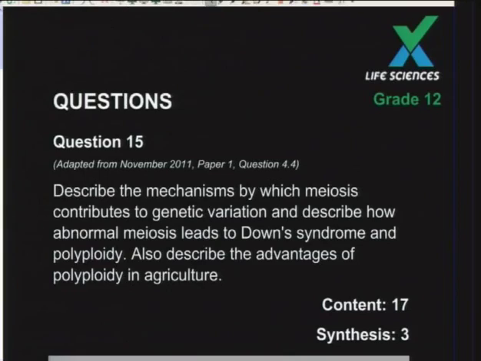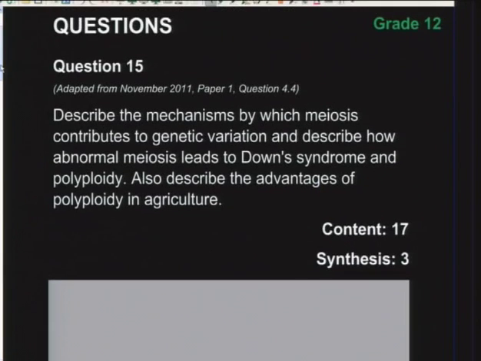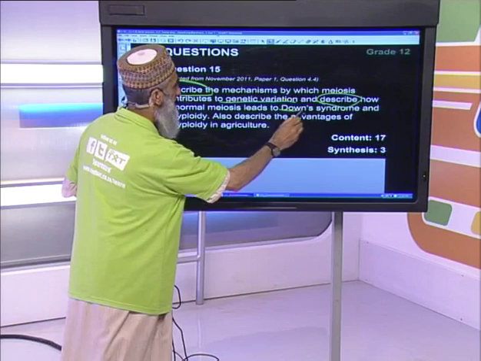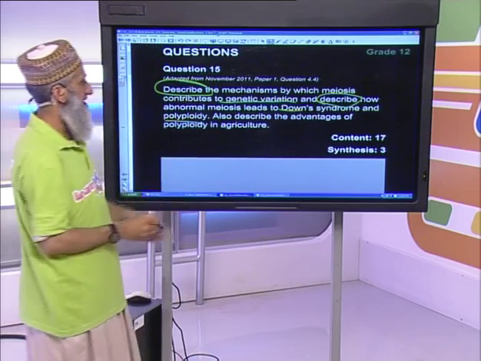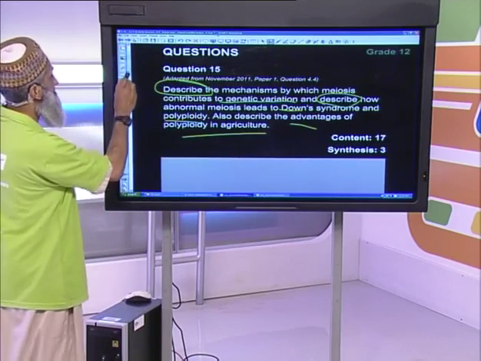Okay. This one here is the essay. We're not going to discuss the essay, just to put it up to show you how to set it up. Describe the mechanisms by which meiosis contributes to genetic variety. The verb is there. And describe how abnormal meiosis leads to Down syndrome and polyploidy. Also describe the advantages of polyploidy in nature.